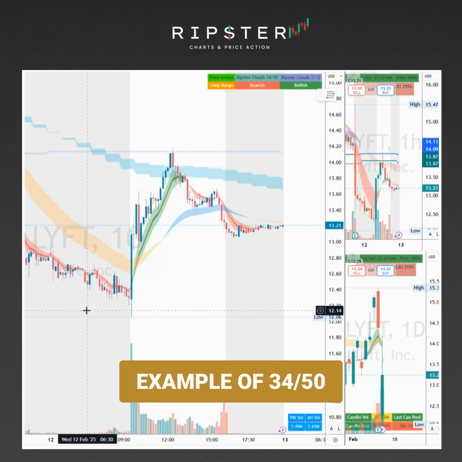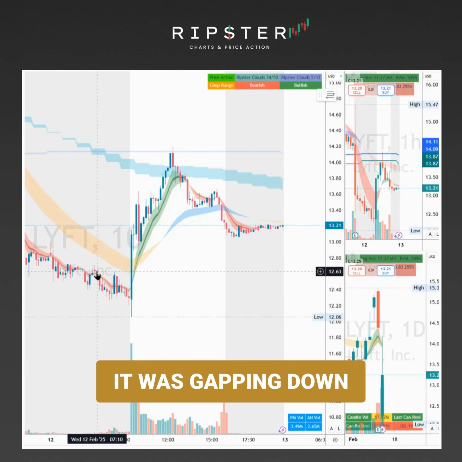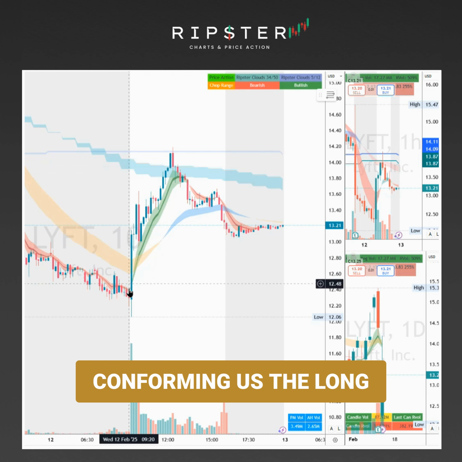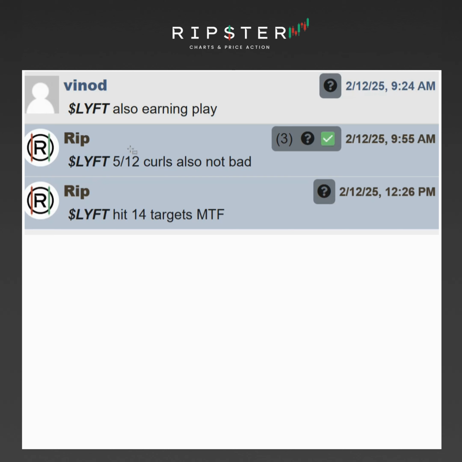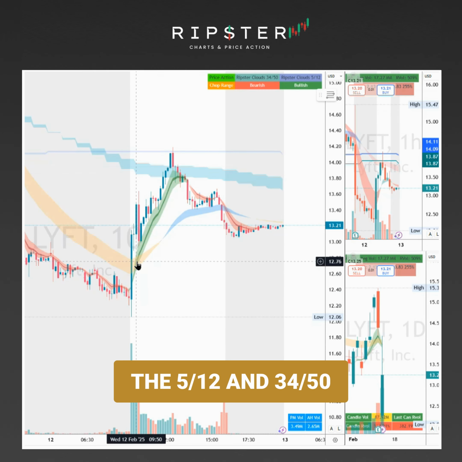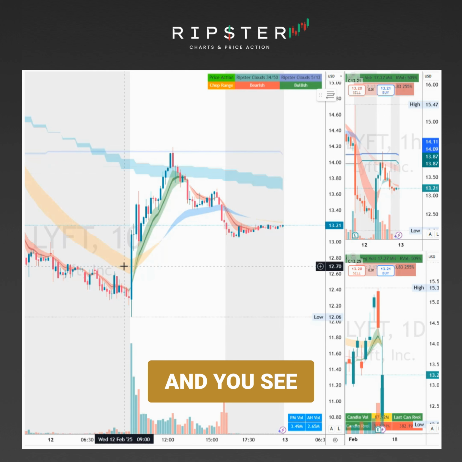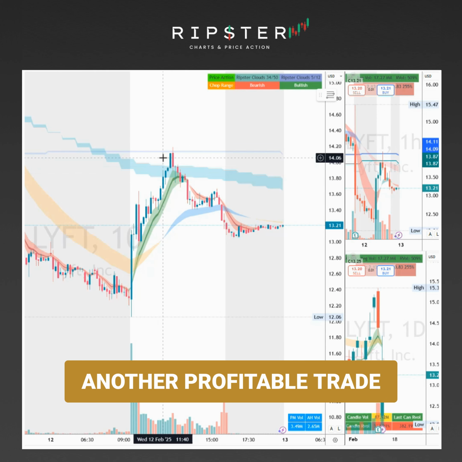And here's another example of 3450. LYFT was a long in the community. It was gapping down, but it pushed over 3450, confirming the long, 512 long. LYFT was also on our game plan and on our watch list today. Guidance on the LYFT earning play: 512 curl, MTF target. You see when we're trailing the 512 and 3450, MTF is always our target. We longed from there and we hit our target. Another profitable trade in the community.